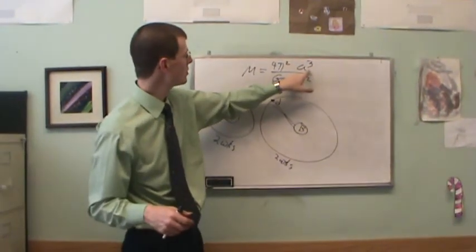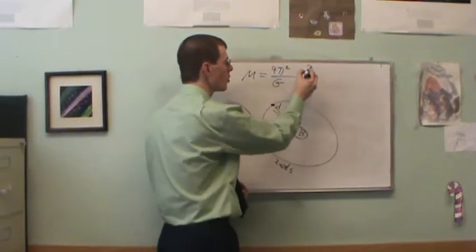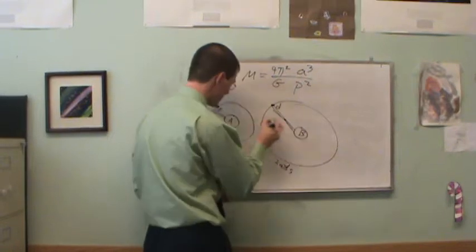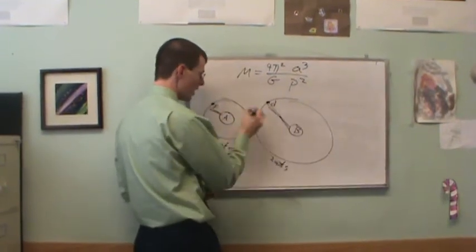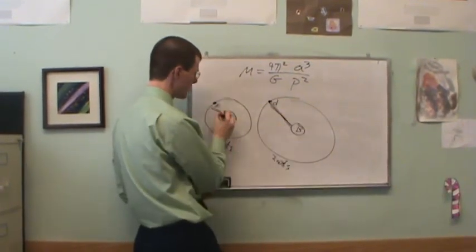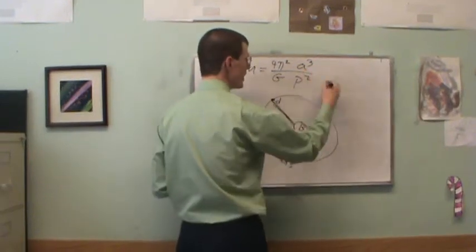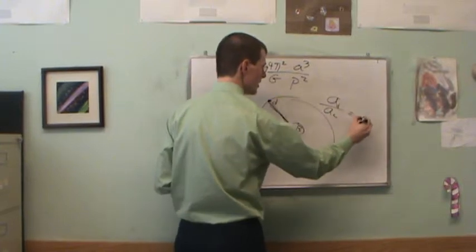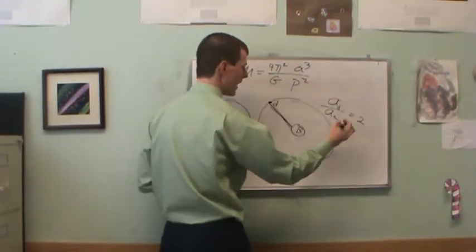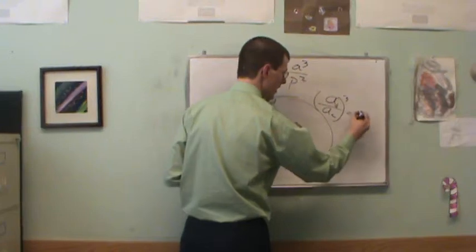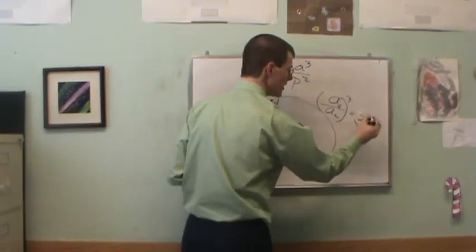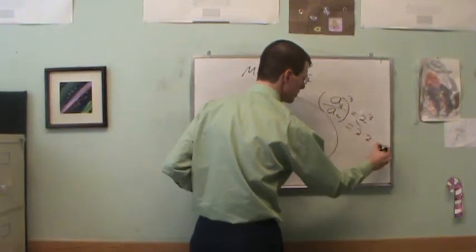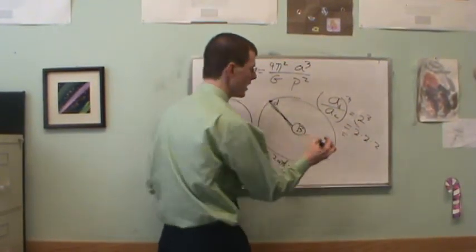And here, this equation says that mass depends on orbital size cubed. Let's take the ratio of that. This distance divided by that distance is 2. The distance to moon D is twice as much as the distance to moon C. So the ratio of A for moon D and A for moon C is 2. If I cube that, that means 2 times 2 times 2. 2 times 2 is 4, times another 2 is 8.